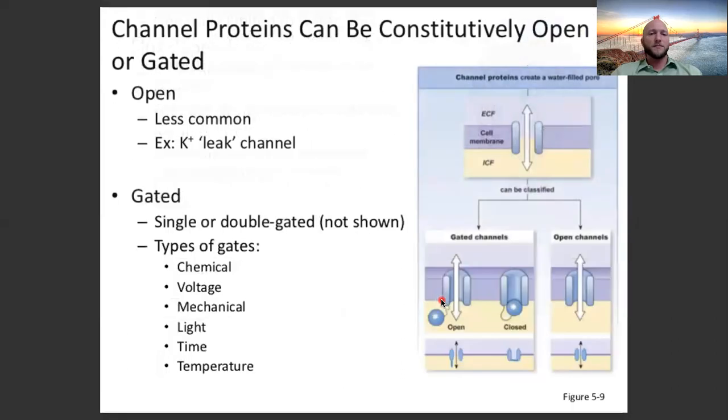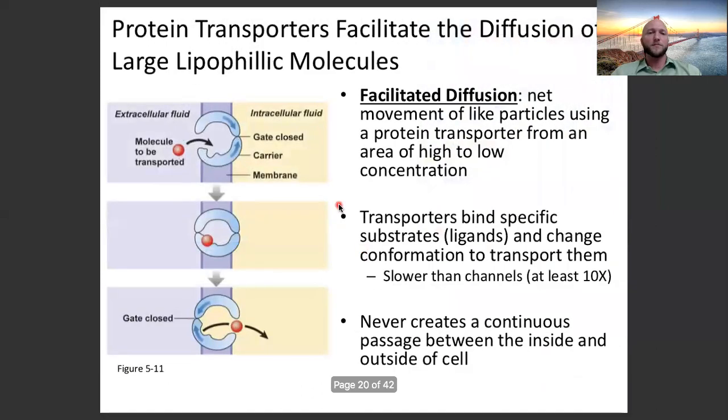All right. So here it is. Single-gated channels and double-gated channels, and here are all the different things that might open or close a gate. Some channels are always open, but they're less common. Most channels have some sort of gate and some sort of trigger to open or close that gate. We'll talk about all types of channels when we talk about nerves, but double-gated channels are really important when we talk about nerves.